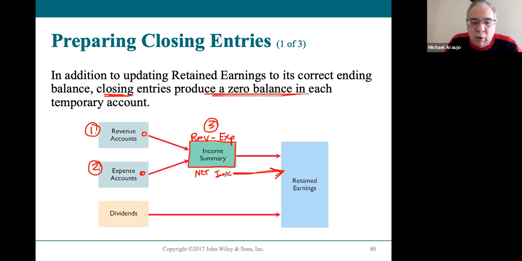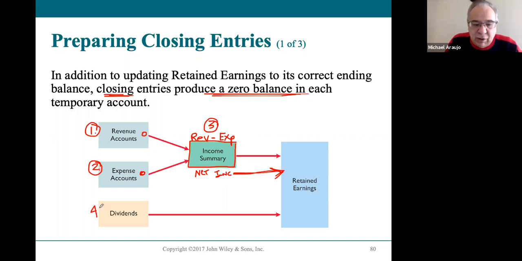Now, in order to move it over to retained earnings, we're going to credit retained earnings, because a credit to retained earnings means more retained earnings. And we increase retained earnings by adding the net income, which means that we're going to be debiting income summary to close it. And net income, rather, is going to be sitting in retained earnings where it's supposed to be.